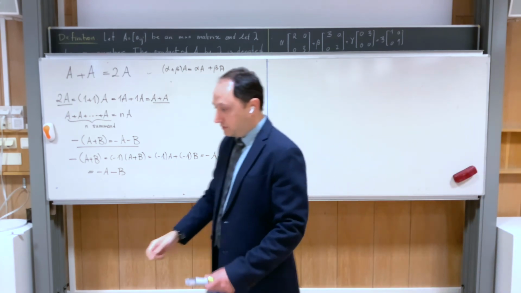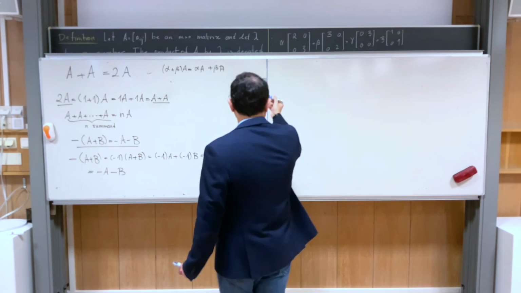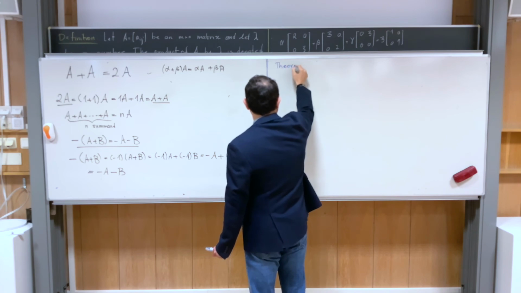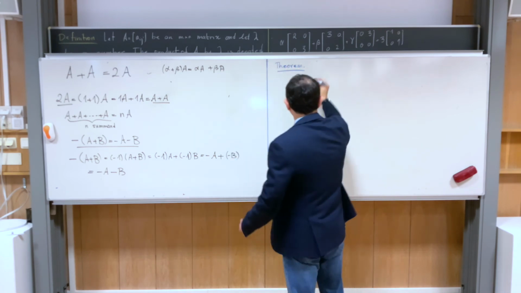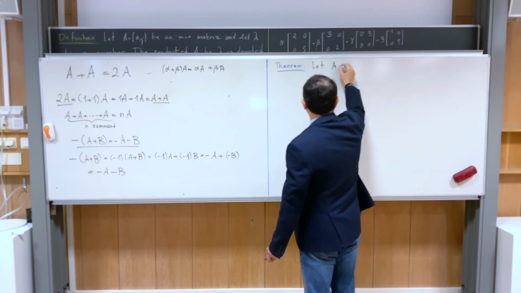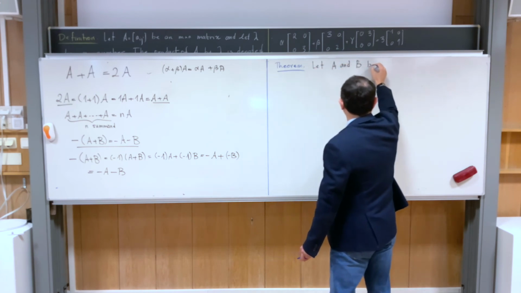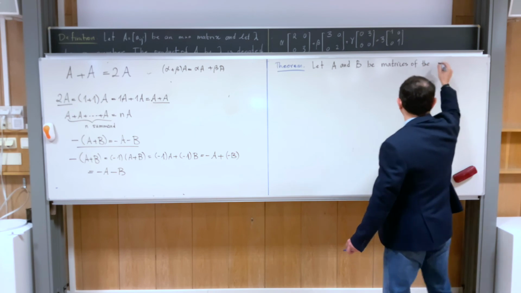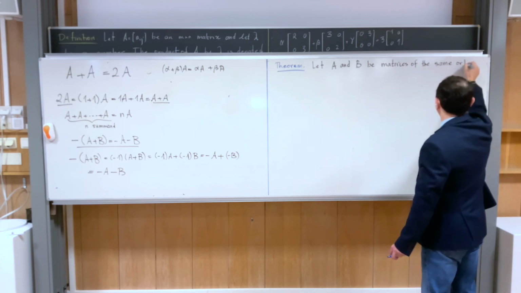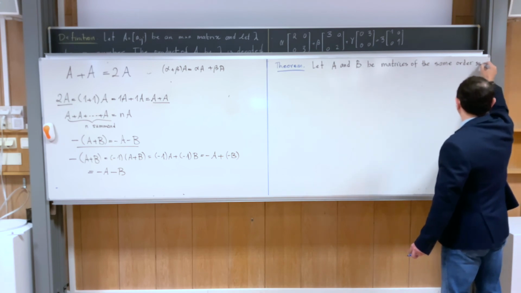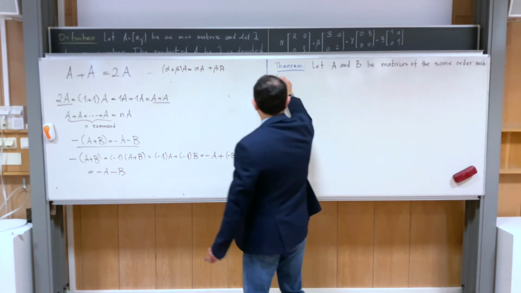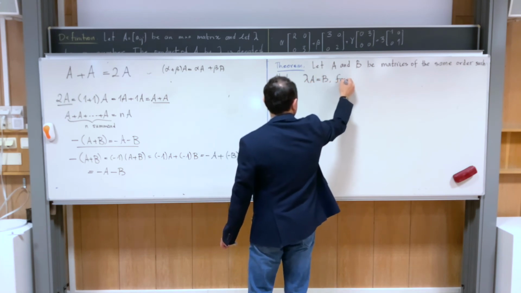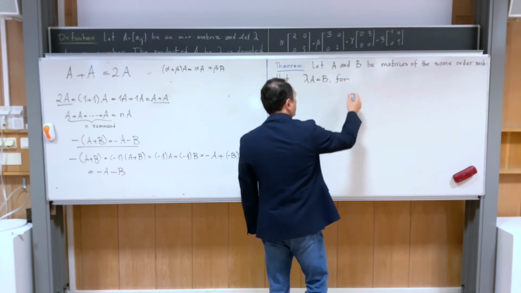So another theorem that I want to talk about. Theorem: let A and B be matrices of the same size, of the same order, such that lambda times A is equal to B for some non-zero number lambda.